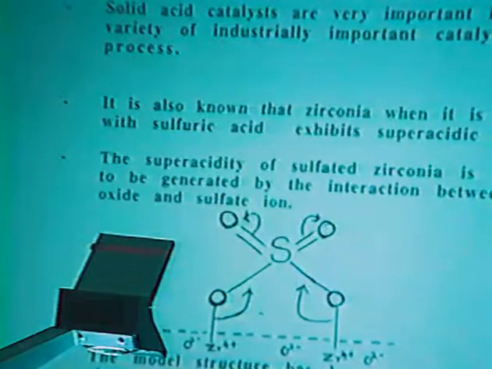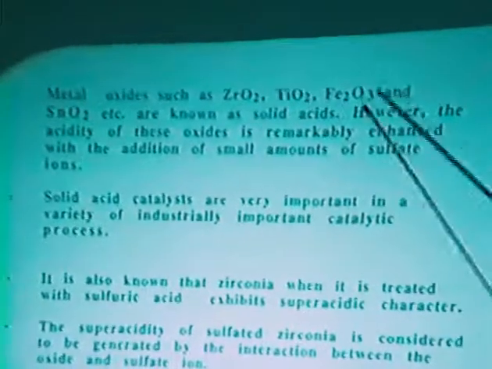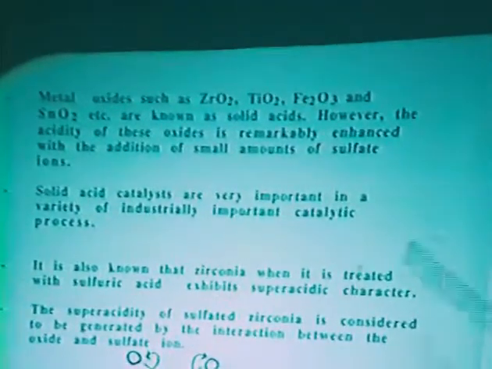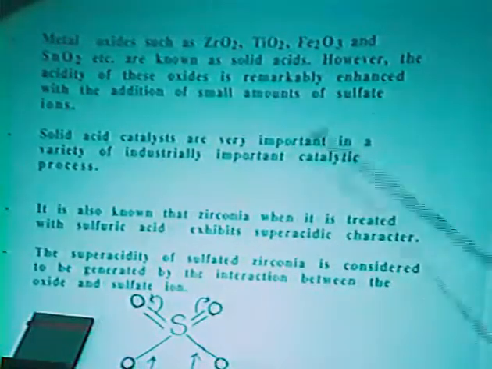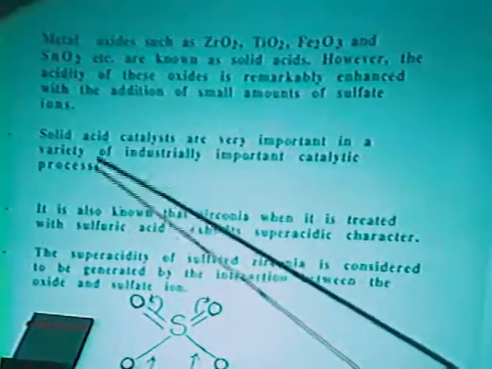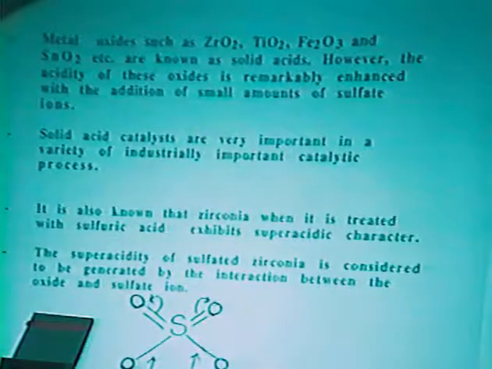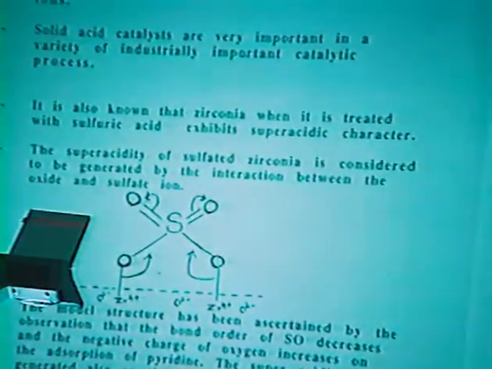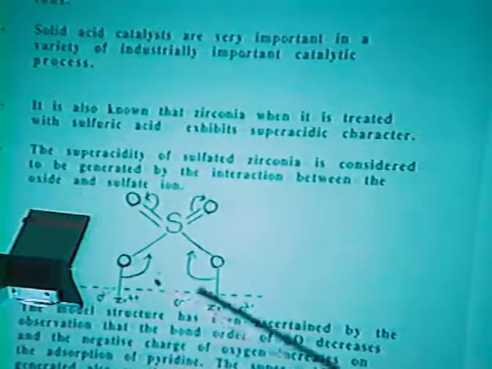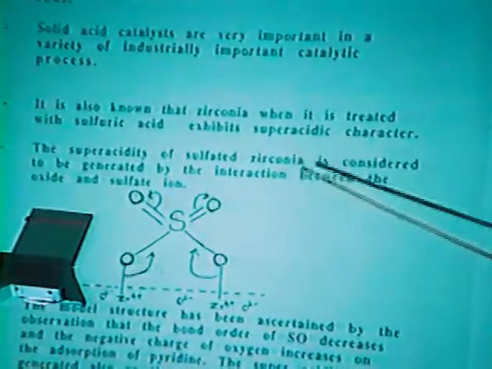As we have already mentioned in the first slide, metal oxides such as zirconia, TiO2, Fe2O3, and SnO2 are known as solid acids. However, the acidity of these oxides is remarkably enhanced by the addition of small amounts of sulfate. These solid acids are very important in a variety of industrially important catalytic processes. It is also claimed in the literature that when zirconia is sulfated, it exhibits superacidic character, and we'll discuss later what the acidic character is like.